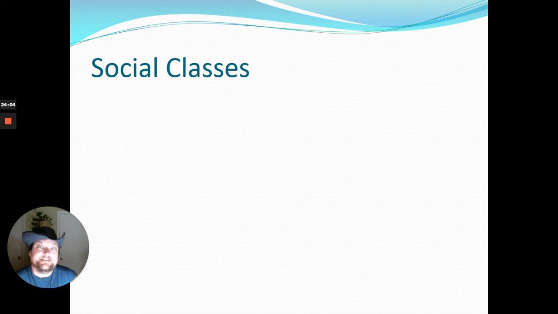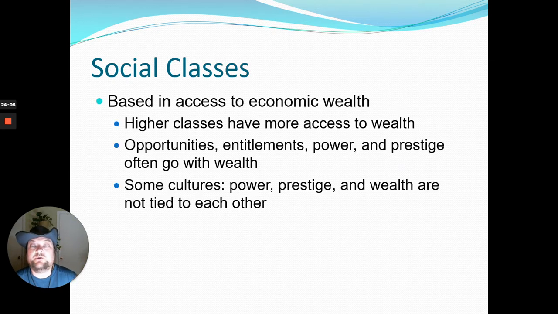So social classes, they've come up a couple of times. Social classes are groupings of people. Again, we're talking about stratification. So groupings of people with different access to economic wealth. Higher classes have more access to wealth, and with that higher access to wealth comes more opportunities. As I've mentioned, different schools you have access to, different healthcare, different housing, different employment, certain entitlements to be in certain places, right?